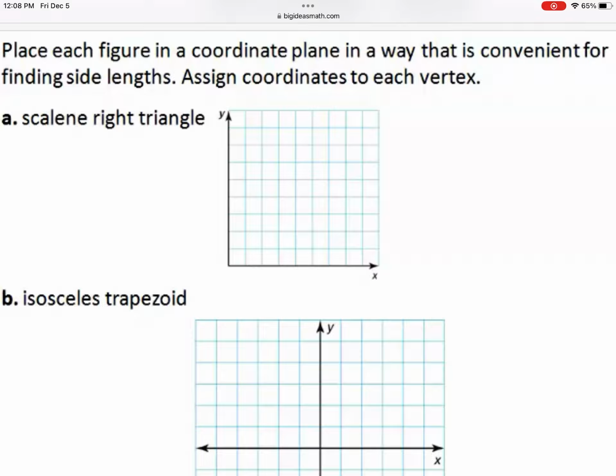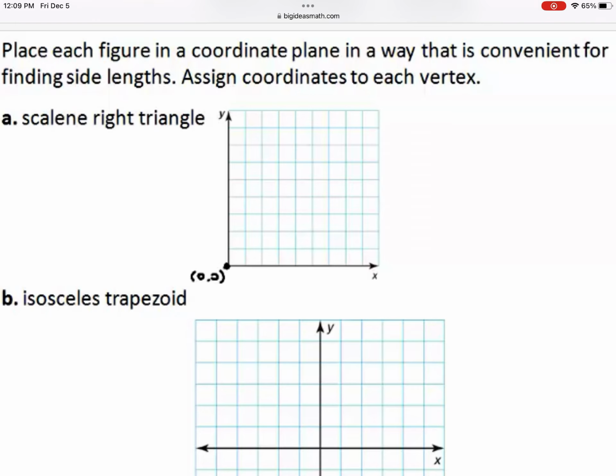A scalene right triangle is a right triangle, which means it has a right angle, with no equal sides and no equal angles. Note that it is easy to find lengths of horizontal and vertical segments and distances from the point (0, 0). So place one vertex at the origin and one or more sides on an axis. So place your first point at the origin, (0, 0).